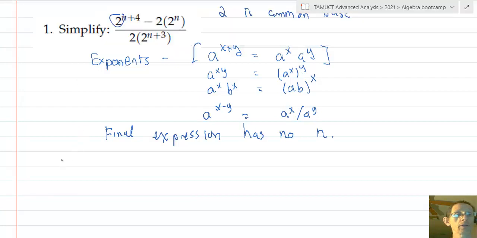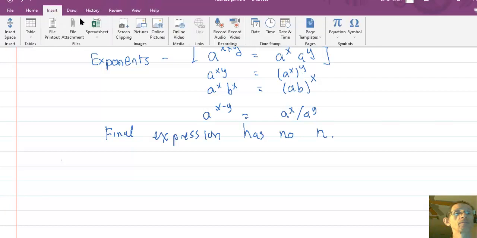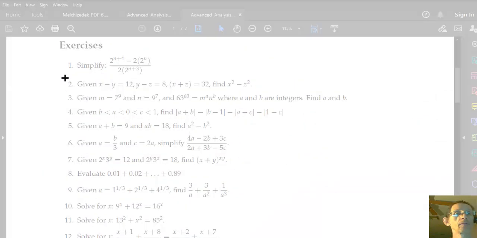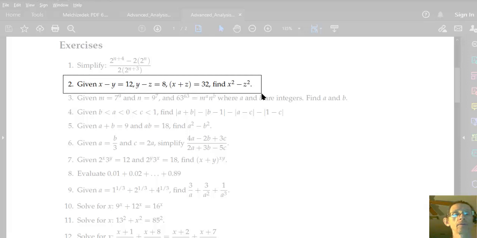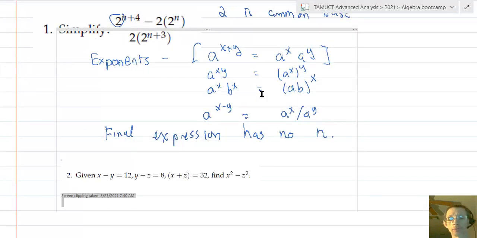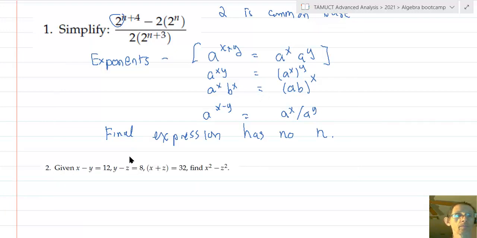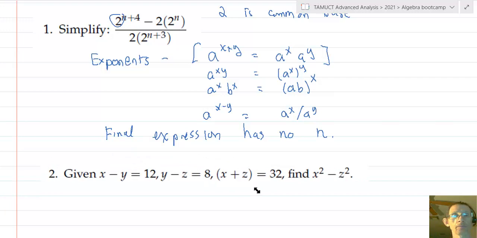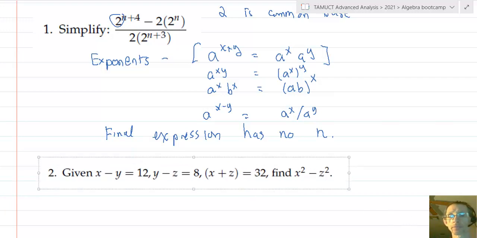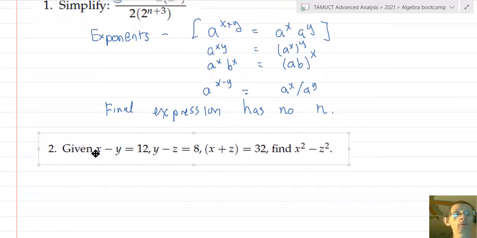Now let's look at this one here. What do we have? Here we have multiple equations. x minus y equals 12. y minus z equals 8. x plus z equals 32. Find x squared minus z squared.